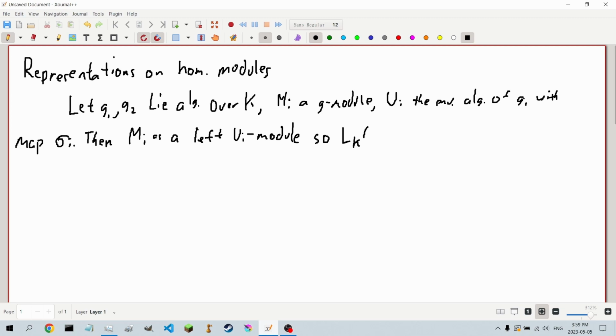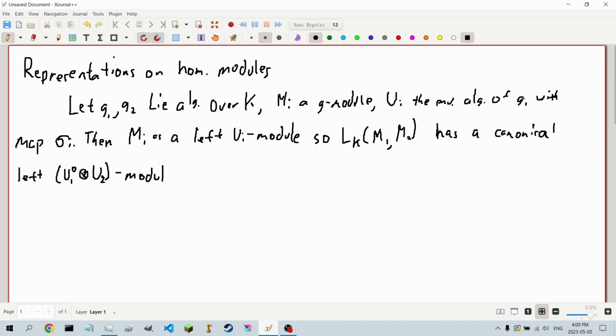L, the linear maps, K-linear from module M1 to M2, has a canonical left U1 inverse tensor U2 module structure.